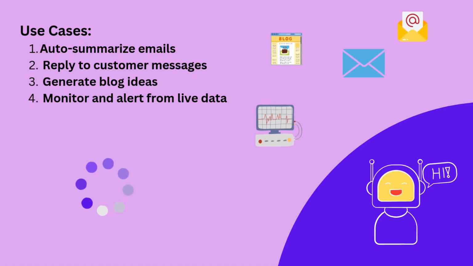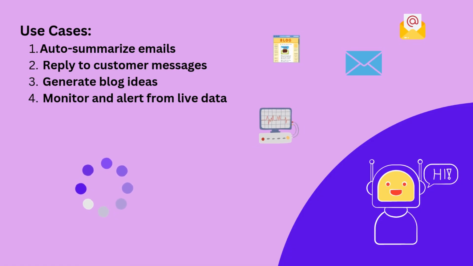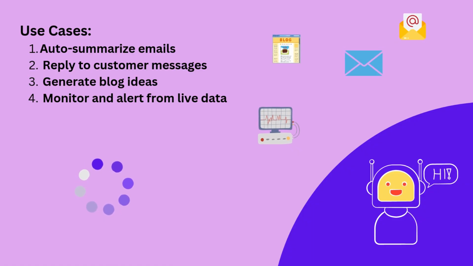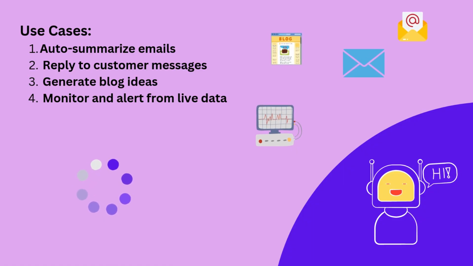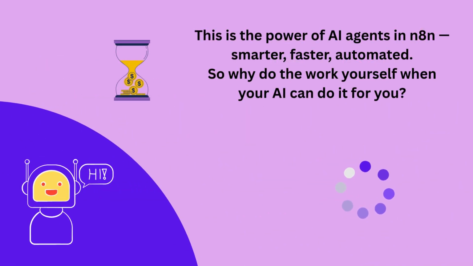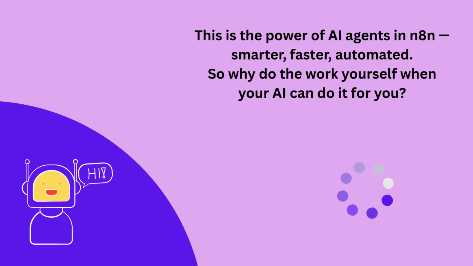Third, generate blog ideas. This can generate blog ideas and even post a blog also, and monitor and alert from live data. You simply have to create a workflow for your task and let n8n do the rest. This is the power of AI agents in n8n. Smarter, faster, automated. So why do the work yourself when your AI can do it for you?